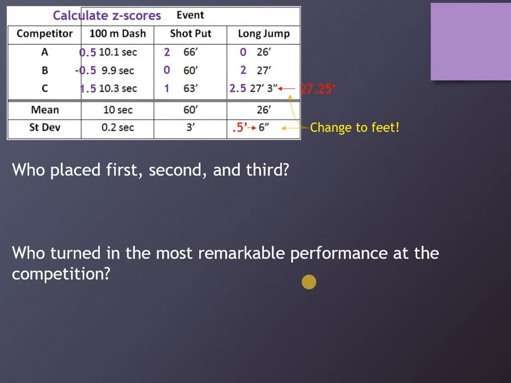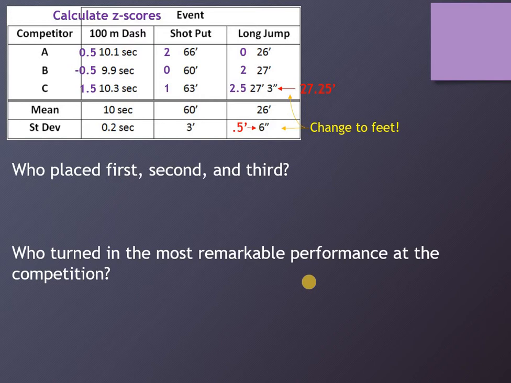Okay. In order to figure out who placed first, second, and third, we need to put these together. But we need to be careful. Do I want positive or negative z-scores for the 100-meter dash? Negative. I want to be faster than everybody. For shot put, positive, and for long jump, positive.